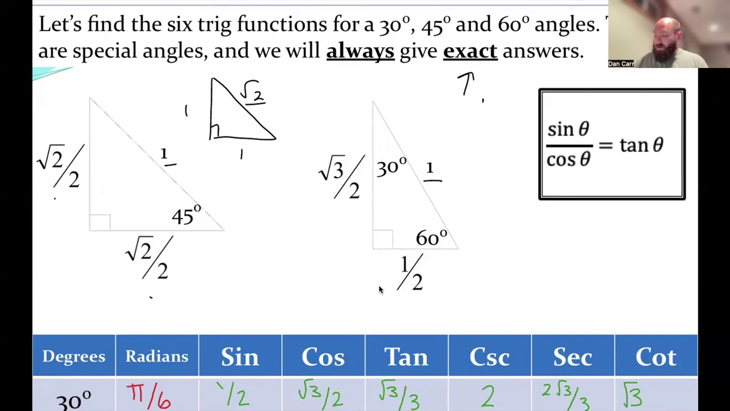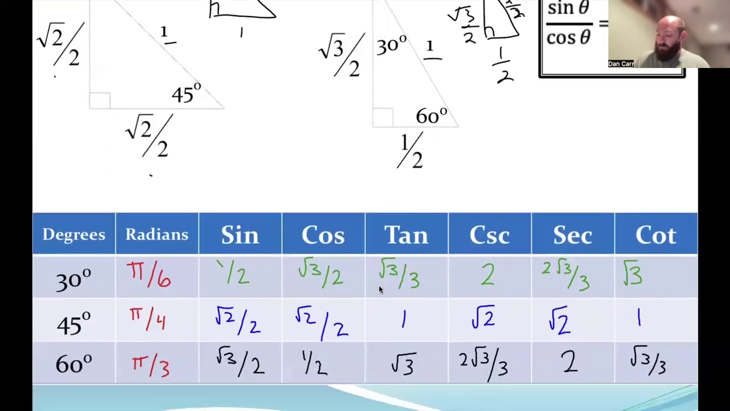Same idea here. Normally, I would say it looks like this. It'd be 1, 2, root 3. But instead of that, we divided everything by 2. We want to make this a 1 right here. So everything else gets divided by 2. Now, how does this help us?